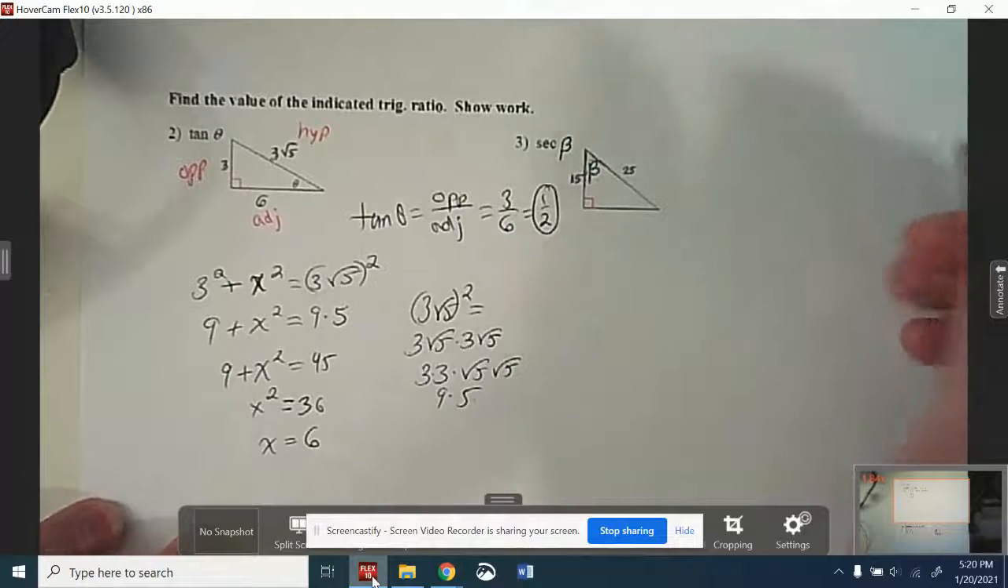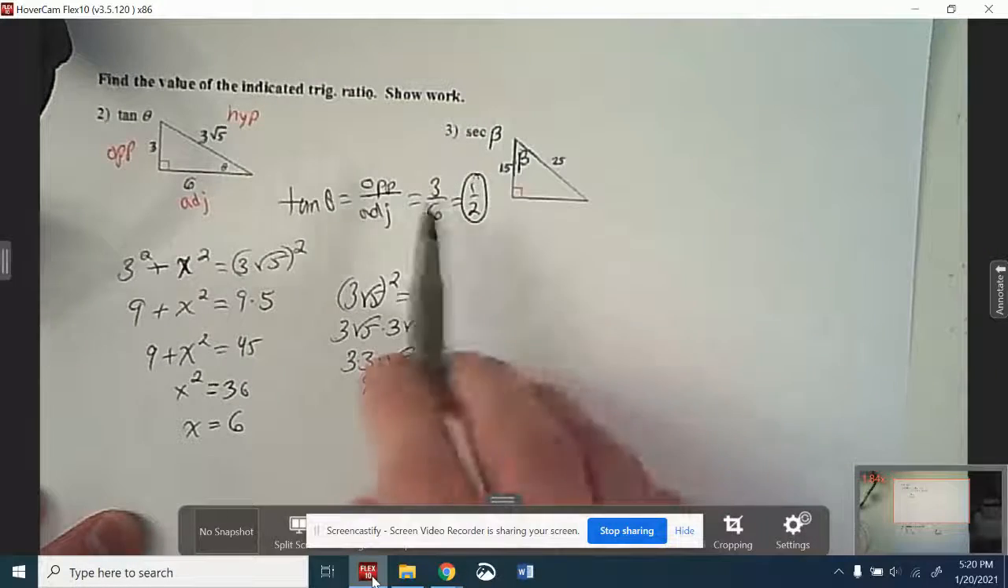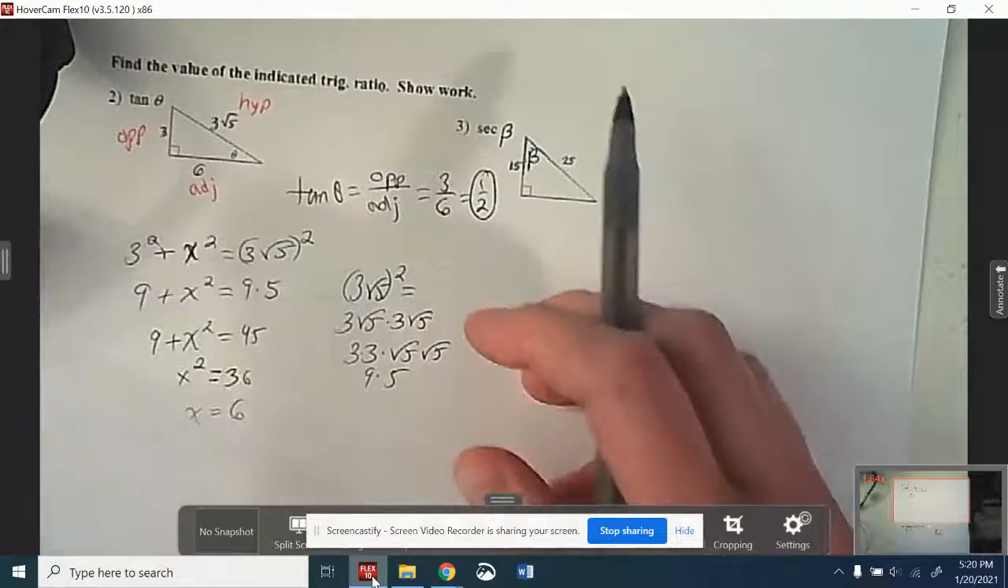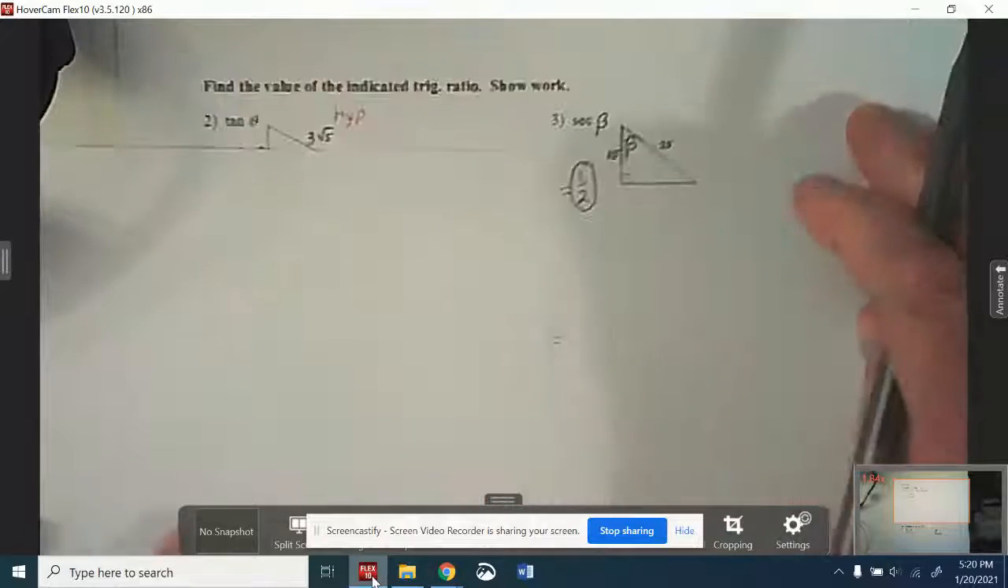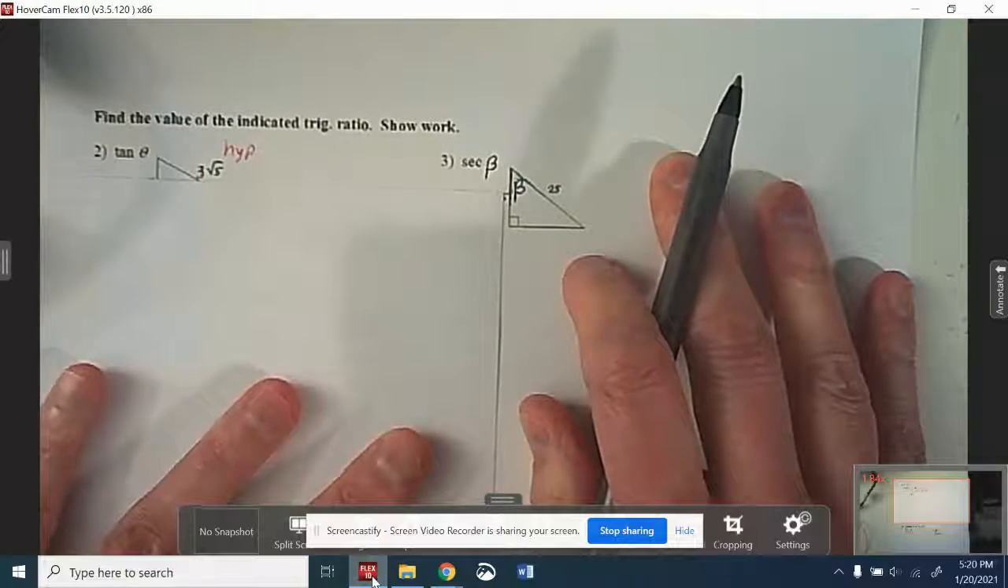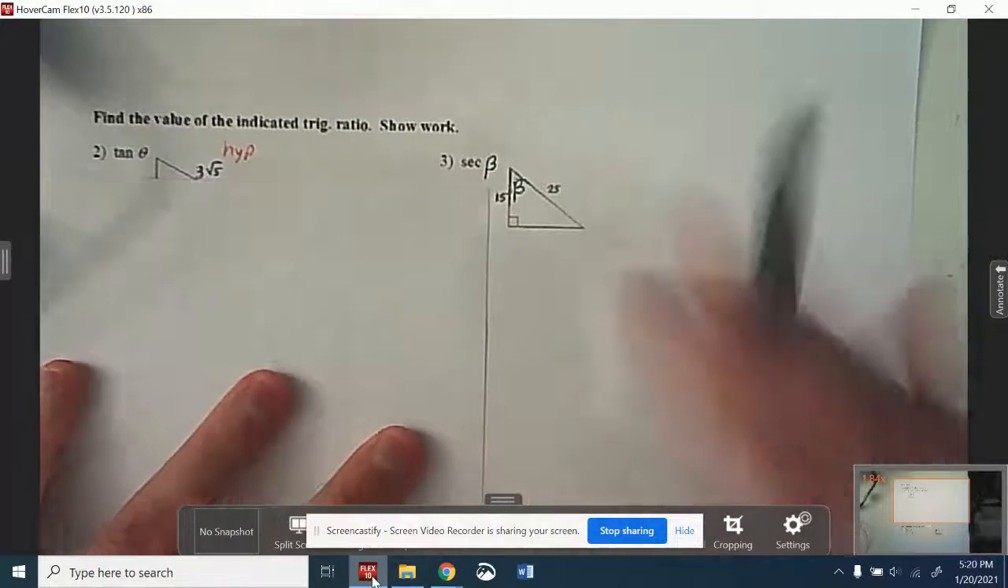All right, and our last one for today. I kind of bumped into this one here. Let me cover that up a little bit so that it won't be in your way for focusing on number 3. Okay, for number 3, we're going to be finding secant. I switched things up on you. I made it beta instead of theta.